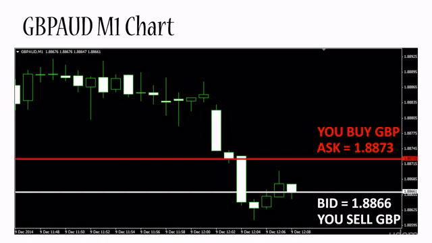Now, if you want to sell British pounds, then you would be using the bid price. And for every 1 British pound, you would get 1.8866 Australian dollars. So as you can see, you're always paying more to buy than you're getting when you're selling. And that's the principle of the Forex market.